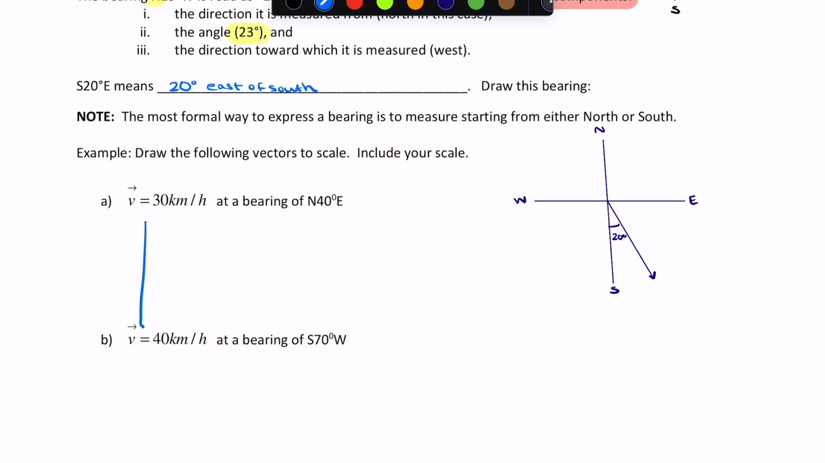So here if we draw, again, north, east, south, and west, we see that it's 40 degrees east of north. So it's closer to the east. Here this is 40 degrees. And again, our vector quantity is 30 kilometers per hour.